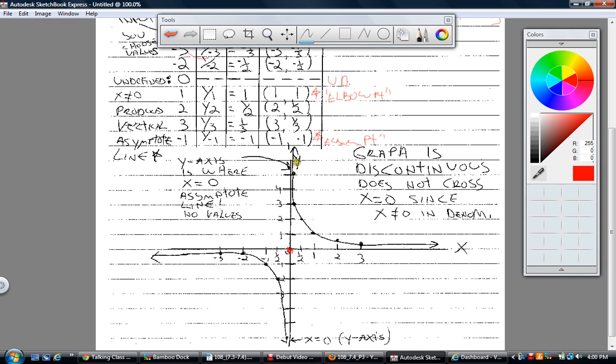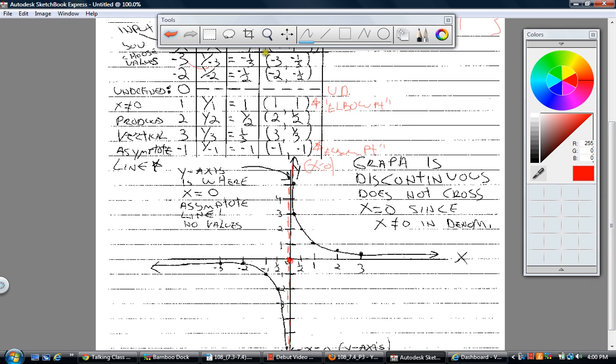And while this is the y-axis, it is also where x equals 0. I'm going to try to highlight this with dashed lines coming through here. Okay, we are not going to have any graph cross this vertical line. Can't happen.